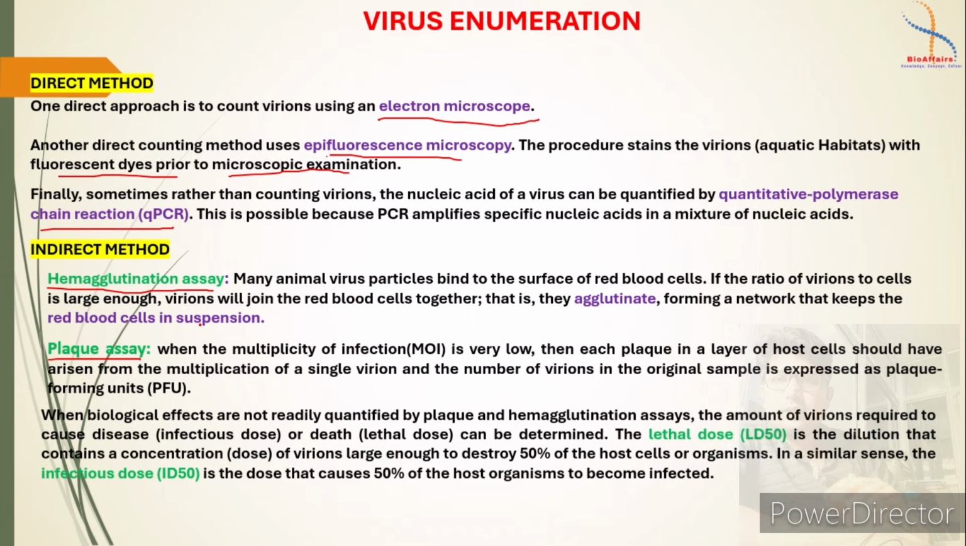just settle into the bottom of the sample. But if you add a particular concentration of a virus to the suspension, then those virions will join the red blood cells together and they agglutinate, forming a network that keeps the red blood cells in suspension. So it will be a reddish suspension because the virus is agglutinated with the RBCs. I will show you the picture in the next slide.